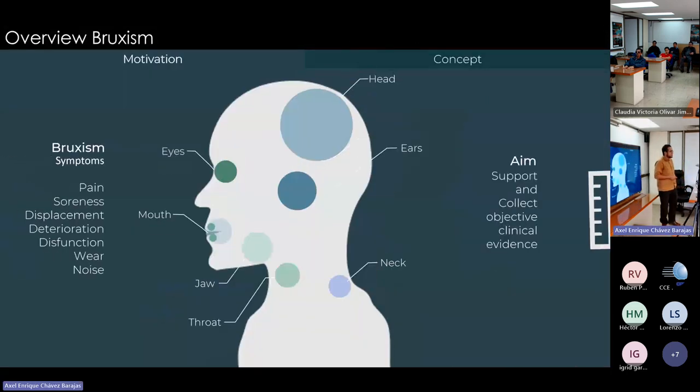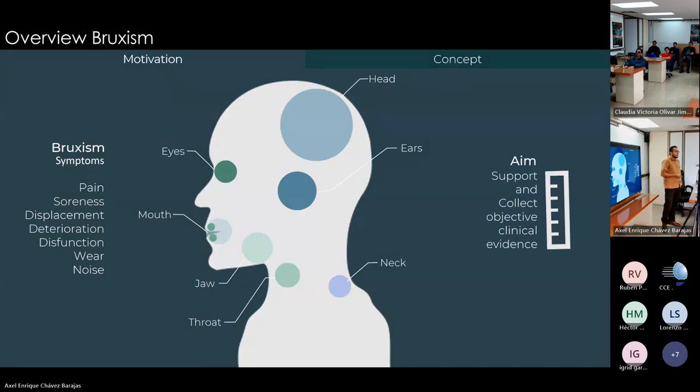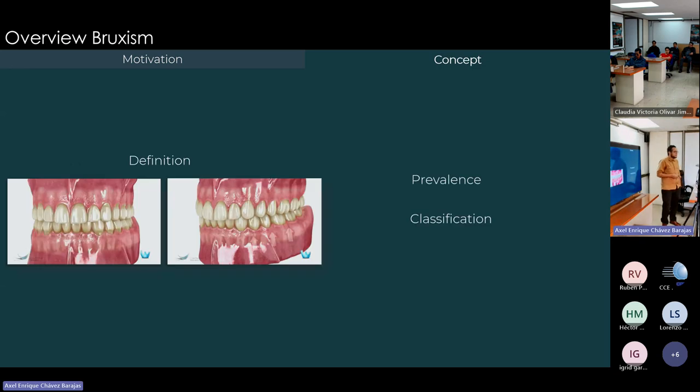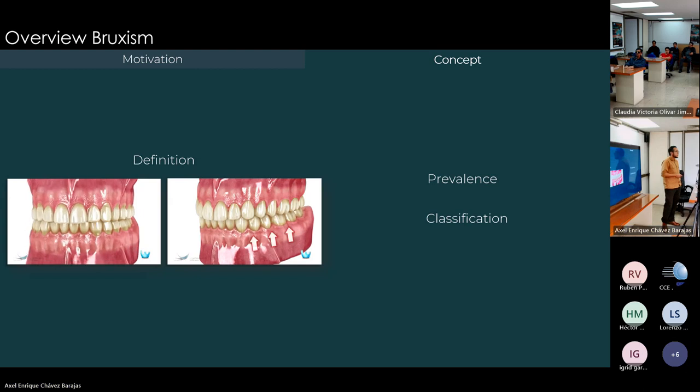As a general overview, the motivation for this work is that bruxism is a clinical condition with anatomical or physiological manifestations whose symptoms alter the correct function of the masticatory system. The magnitude of the harmful effects of these symptoms generates evidence that needs to be objectively collected. The definition of bruxism is a rhythmic masticatory muscular activity characterized by bracing or grinding the teeth, or by thrusting the mandible against the maxilla.